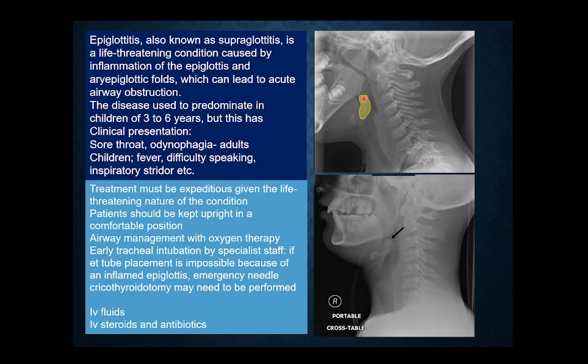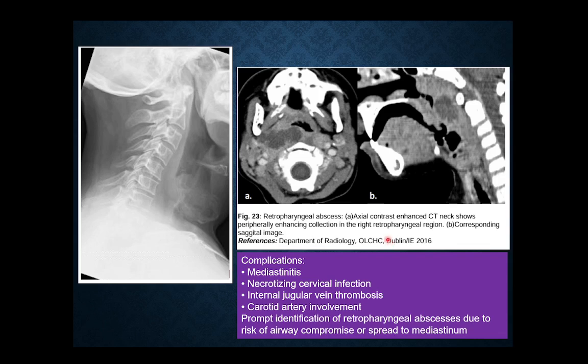In these two images, this is a normal epiglottis. Here you can see a thickened epiglottis. It should not be like this, with soft tissue thickening here. So if we see this one, this is epiglottitis. Okay.